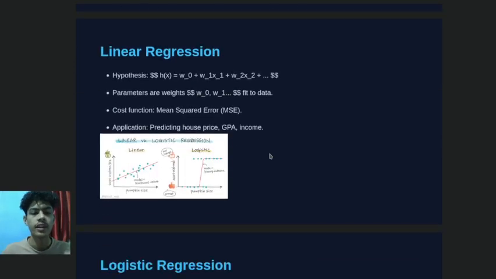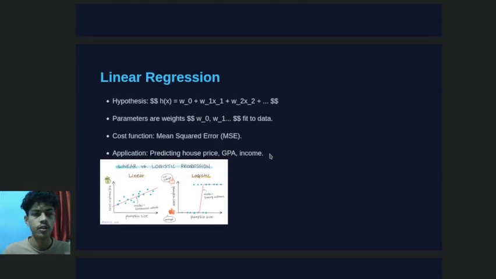For linear regression, we see the hypothesis is h of x, where w0 to wn are the parameters, which are weighted to fit the data, and the cost function is calculated using mean squared error. Applications include predicting house prices, GPA and income. And this is the graph where linear regression predicts along a linear line.